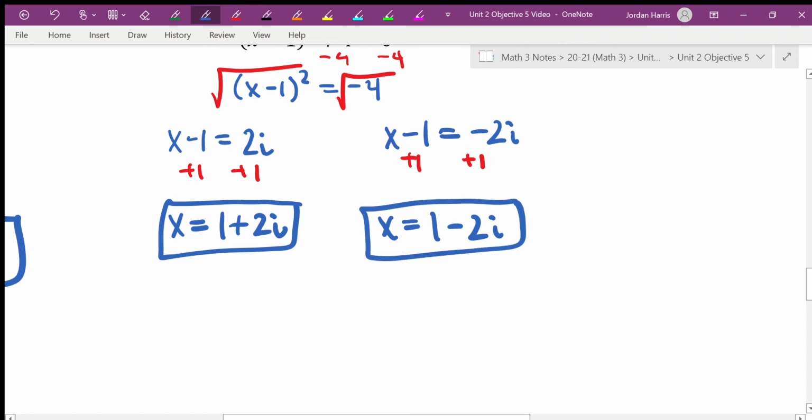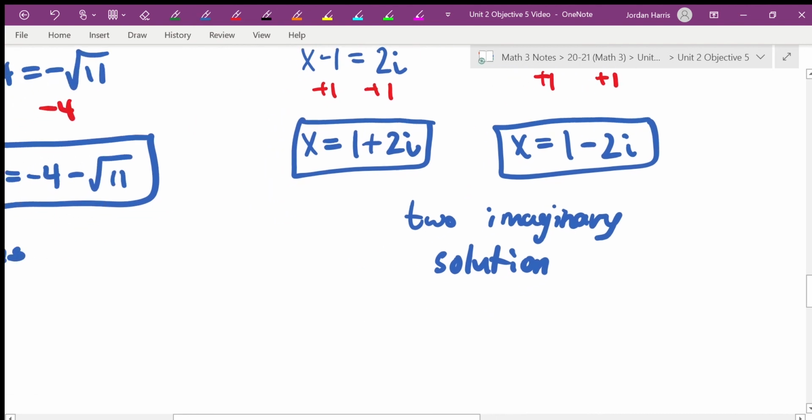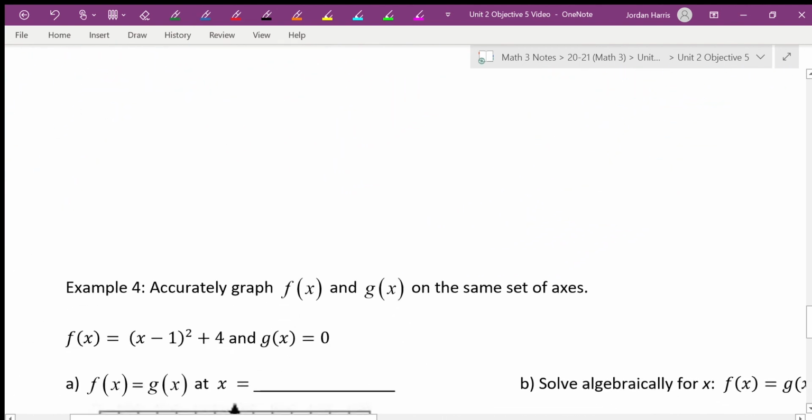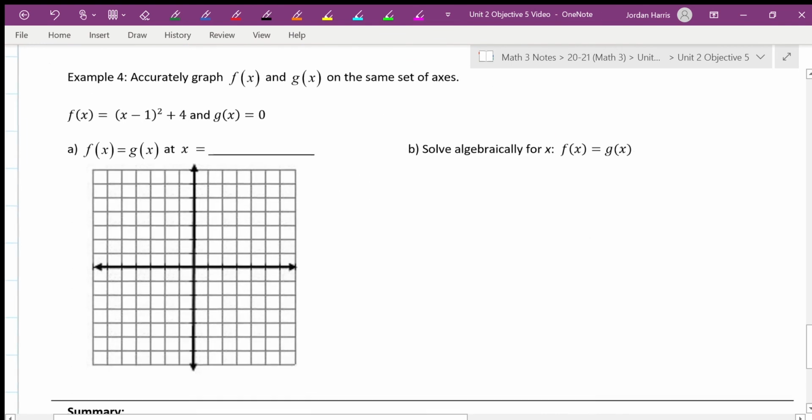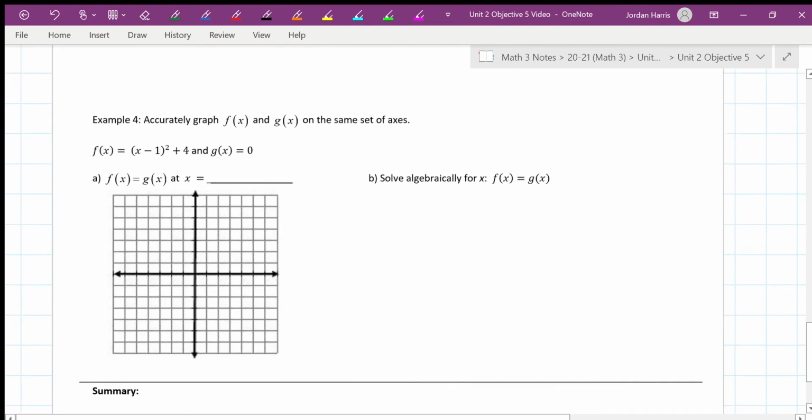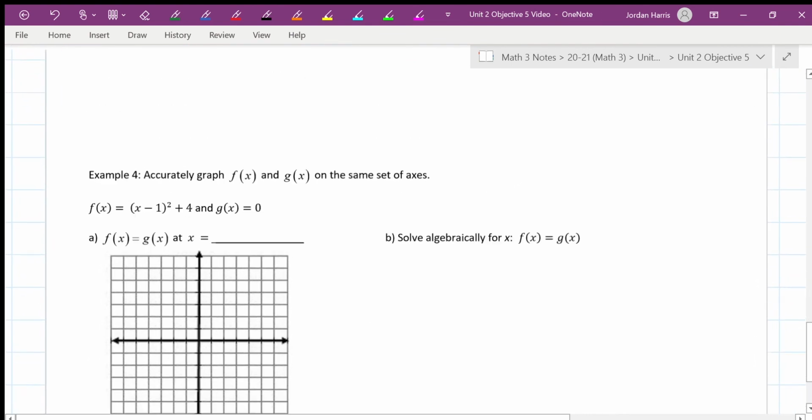Okay, in this case, they both have i's in them, so this is two imaginary solutions. So we can get real or imaginary using quadratic formula or square roots. If you're factoring correctly, you should only ever get real solutions from factoring. Okay, and then we can also solve with graphing. This is the only one of these I have.